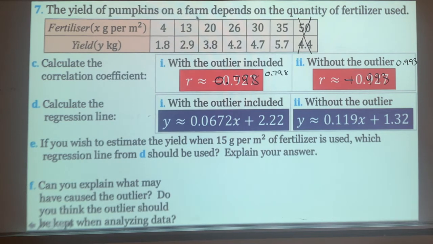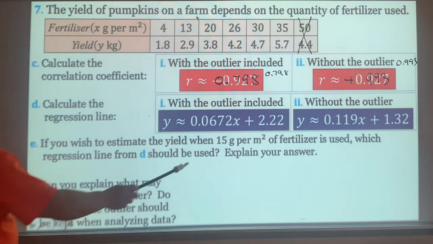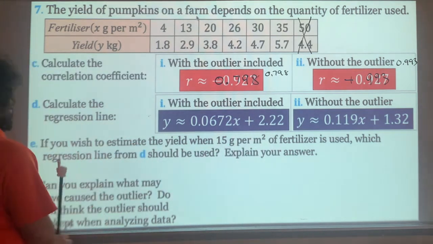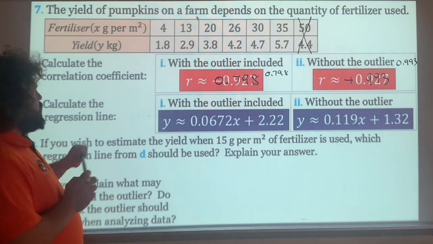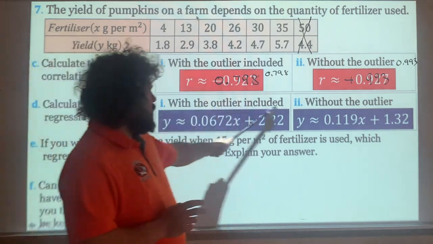Now, next one. If you wish to estimate the yield of 15 grams per meter of fertilizers used, which regression line from D should we use? Should we use with the outlier or without?